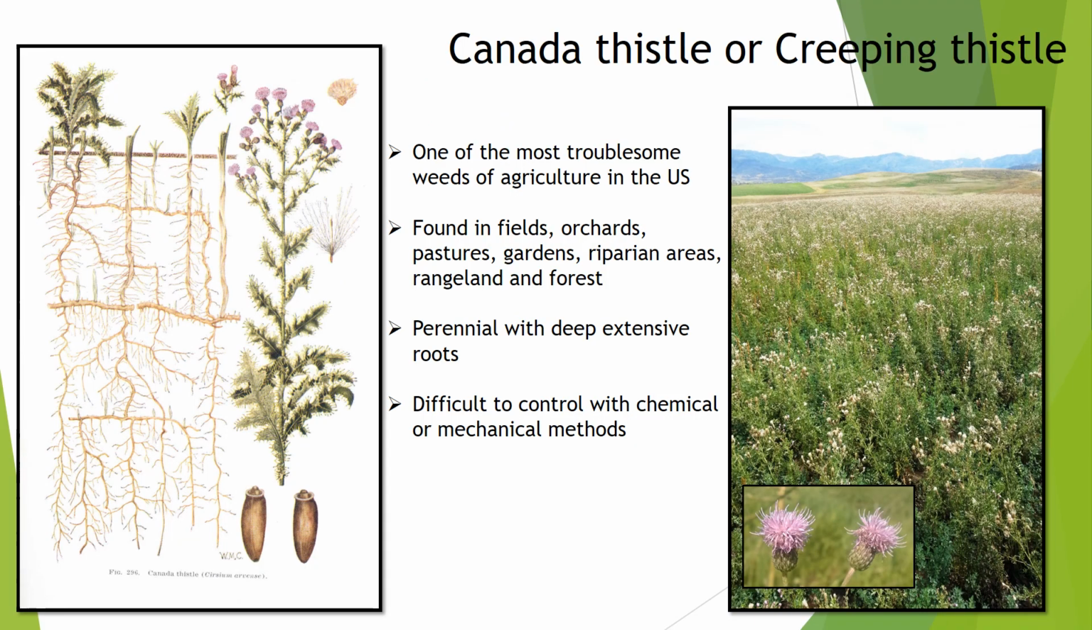Canada Thistle, or creeping thistle as it is often called, is one of the most troublesome weeds of agriculture in the U.S. It's found in diverse habitats. It's a perennial with a deep extensive root system, which makes it difficult to control with chemical or mechanical methods, but also makes it a great candidate for a systemic biological control agent.